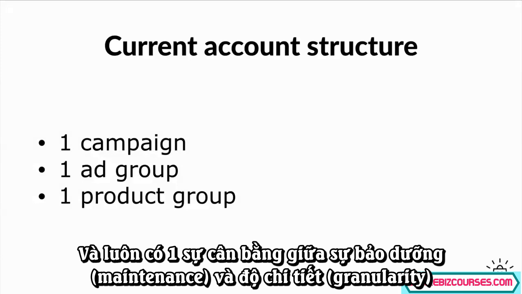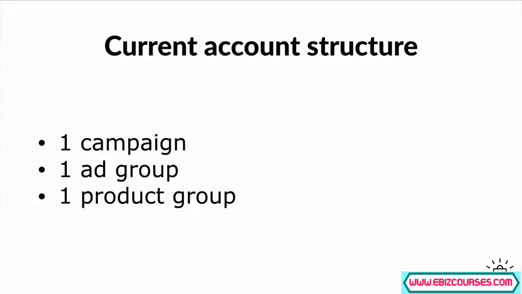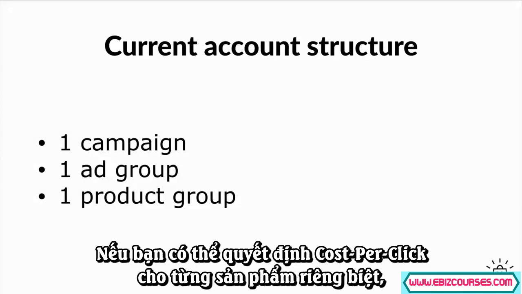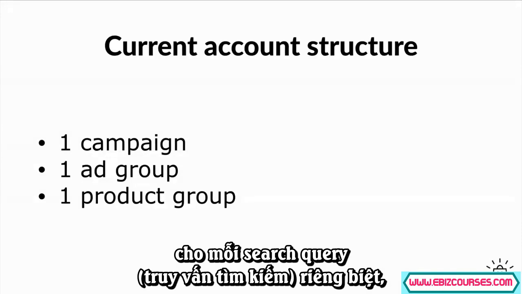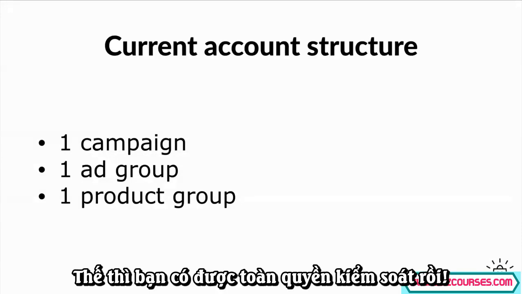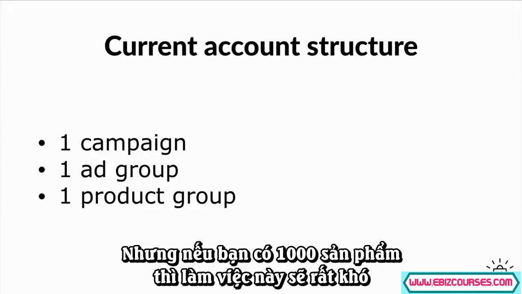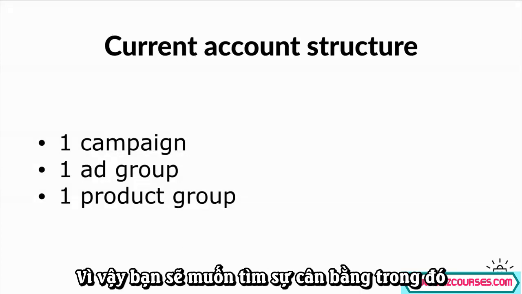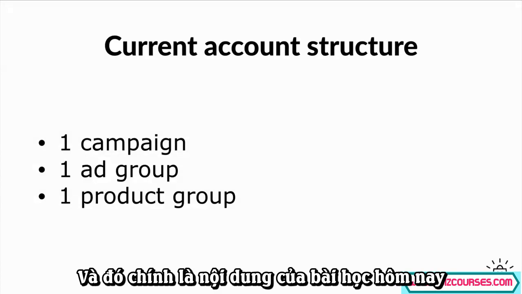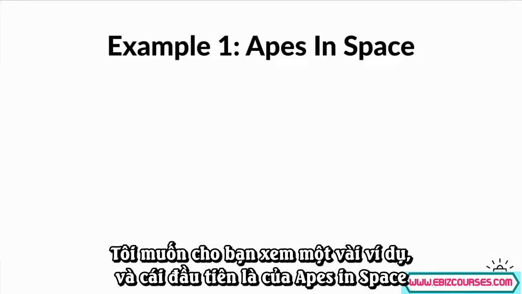And there it's always a balance. It's a balance between ease of maintenance and the granularity. Because if you get granular and if you can decide the cost per click for each individual product, for each individual search query, well, then you have total control. But doing that, if you have 1,000 products, is very hard. So you want to find a balance in there. And that's what we're going to look at in this lesson. So I want to take you through a couple of examples.